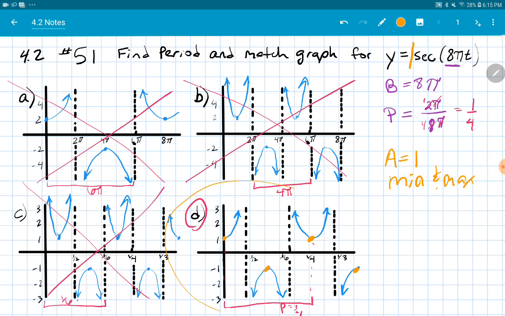All right, so here's my winner for number 51. Graph D and the period is 1/4.